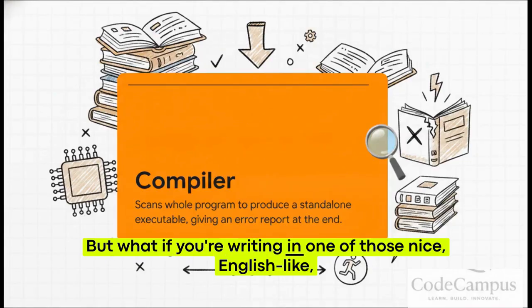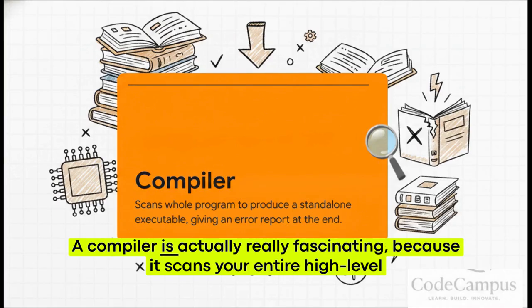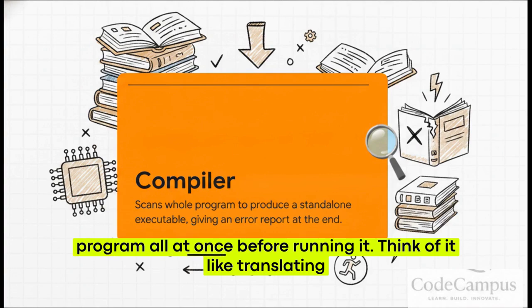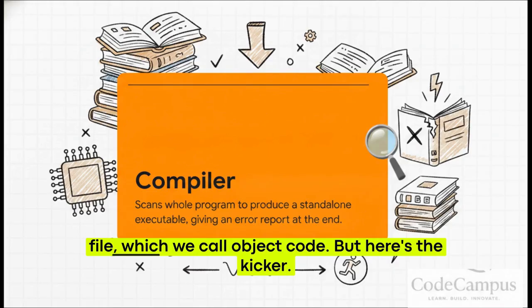But what if you're writing in one of those nice, English-like high-level languages? Well, that brings us to the compiler. A compiler is actually really fascinating because it scans your entire high-level program all at once before running it. Think of it like translating a massive book and publishing it as a standalone executable file, which we call object code. But here's the kicker.